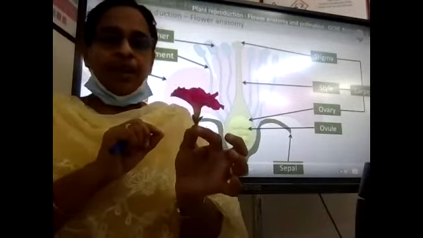These together it is known as carpel. The female reproductive structures together known as carpel. C-A-R-P-E-L. Carpel. Okay. So the female reproductive structures.